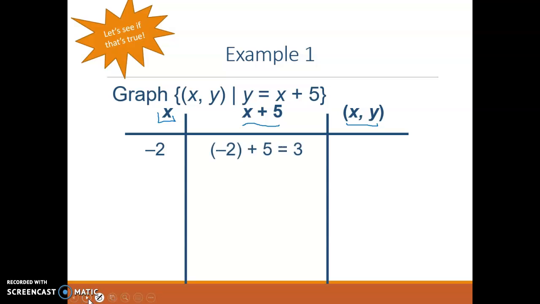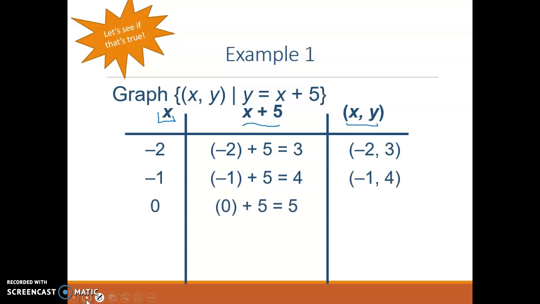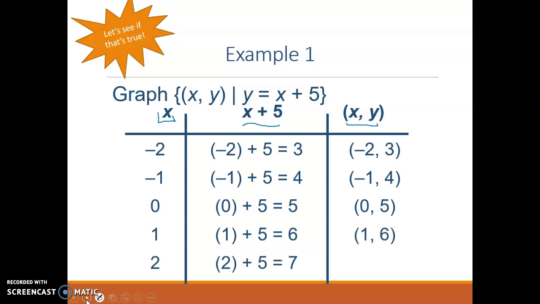And when we do that, we get y equals 3, so our coordinate is (-2, 3). What about -1? Substitute that in using parentheses, and you get y equals 4, so our coordinate is (-1, 4). When we plug in 0, we just get 5, so our coordinate is (0, 5). When we plug in 1, we get 6, so our coordinate is (1, 6). And when we plug in 2, we get 7, so our coordinate is (2, 7).